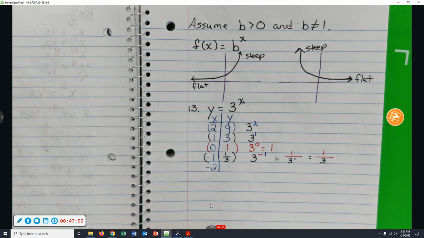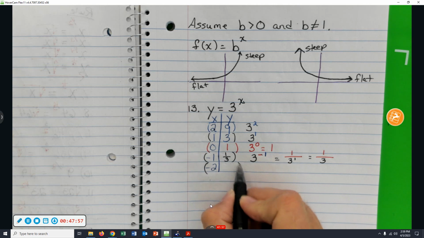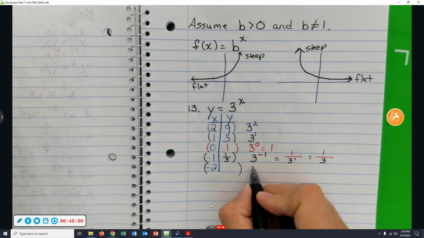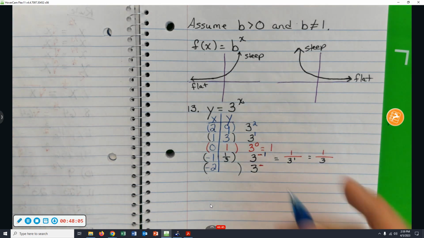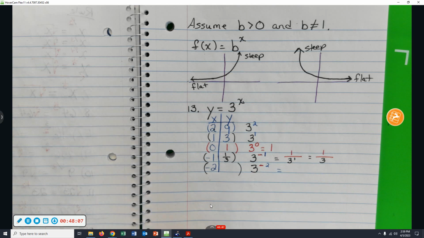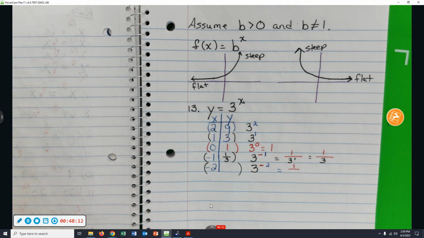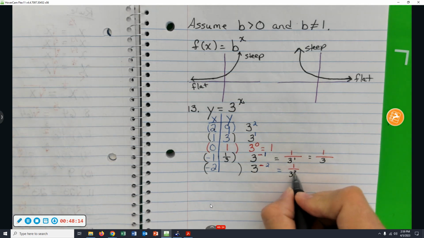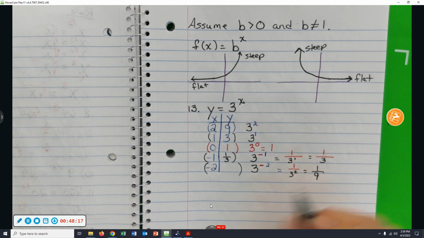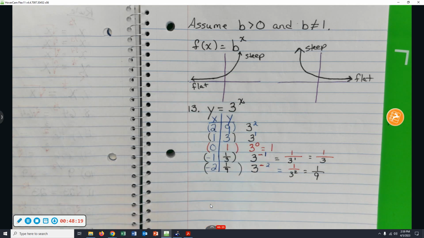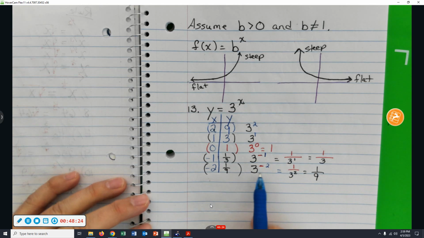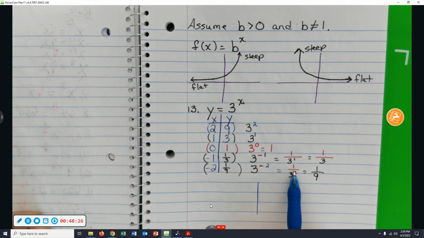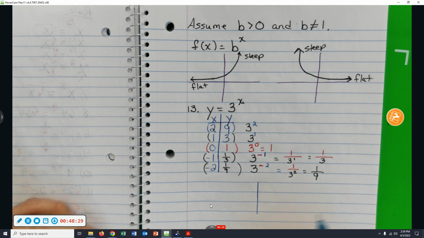What happens when you plug in -2? What are you going to get for y? 1 over 9. 3 to the -2. So remember that rule? We've done a lot today. That negative exponent was the second rule. So 1 over 3 squared. So 1 over 9. And then 3 squared is 9.